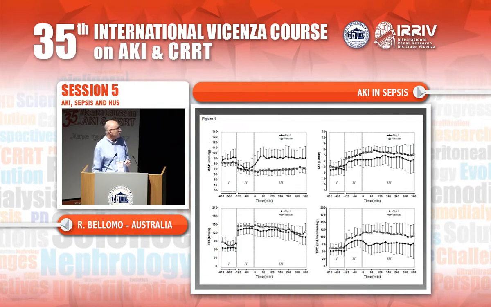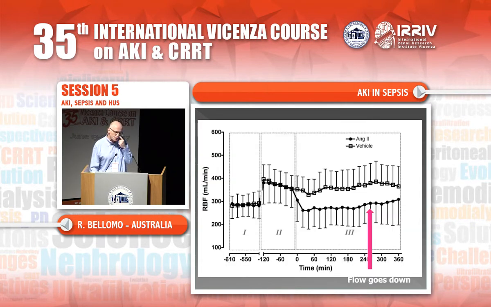So we took animals and we randomized them to receive placebo or angiotensin II, and as you would expect, the blood pressure goes up with angiotensin II. The cardiac output is slightly altered, but not very much, and of course the total peripheral conductance is significantly diminished by the vasoconstricting effect of angiotensin II.